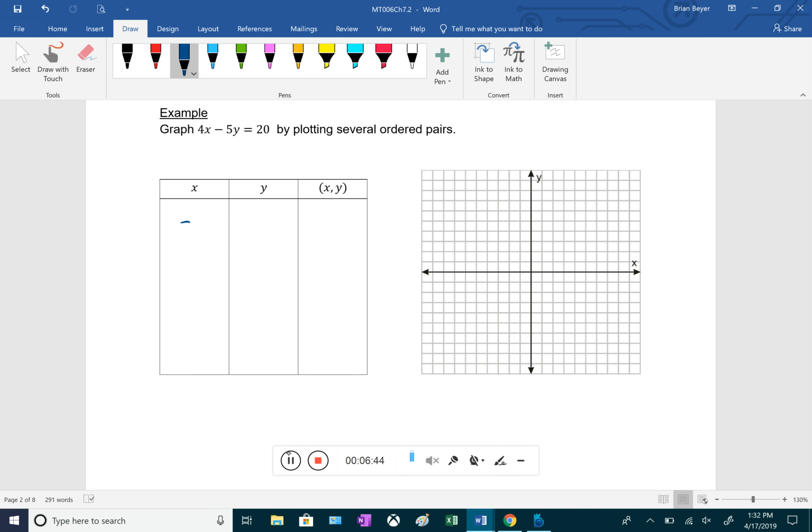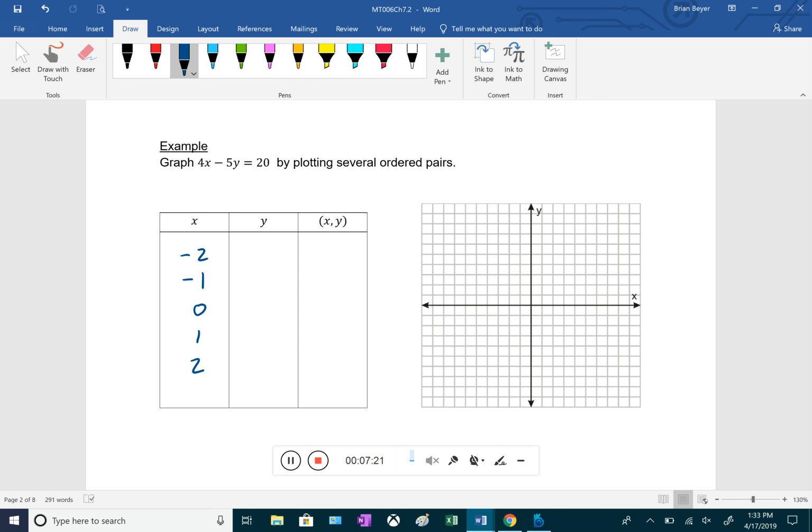It says by plotting several ordered pairs, so I'm just going to choose -2 to +2 for the x values. Typically you choose x values to plug in to find y, because x is usually the input and y is the output. The technical terms would be x is the independent variable and y is the dependent variable. Y depends on x. So once again, we could solve this for y first and then plug in these values of x to get the xy ordered pairs.